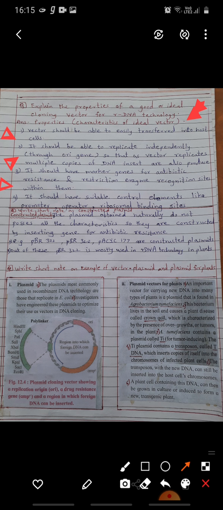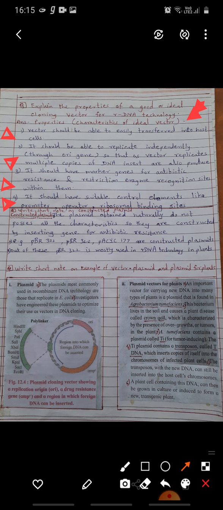Third property of an ideal cloning vector: it should have marker genes for antibiotic resistance and restriction enzyme recognition sites within them. Fourth property: it should have suitable control elements like promoter, operator, and ribosomal binding site.